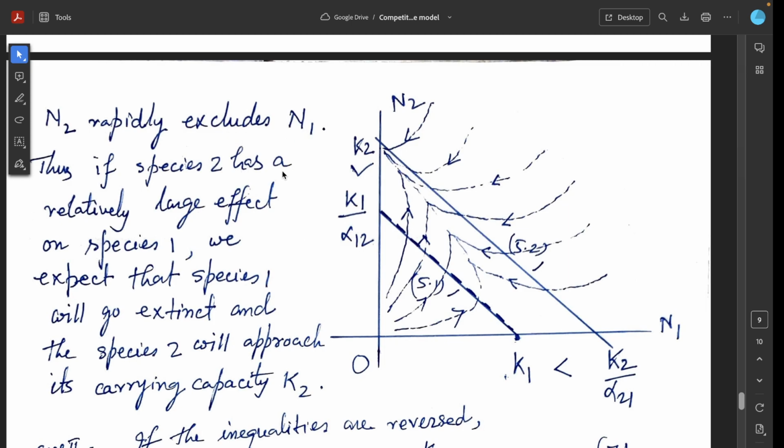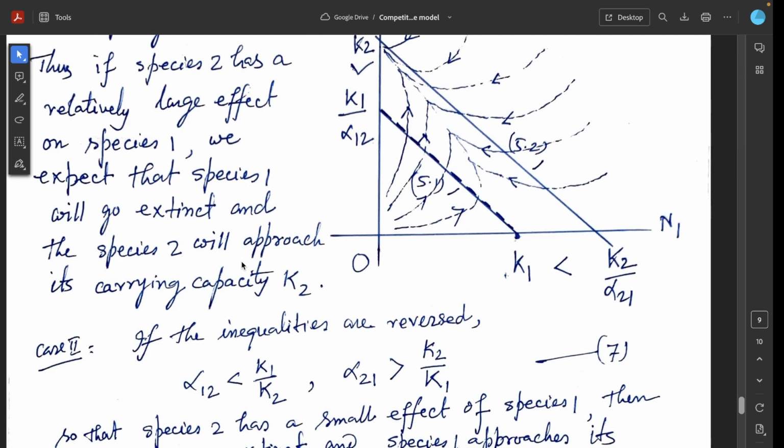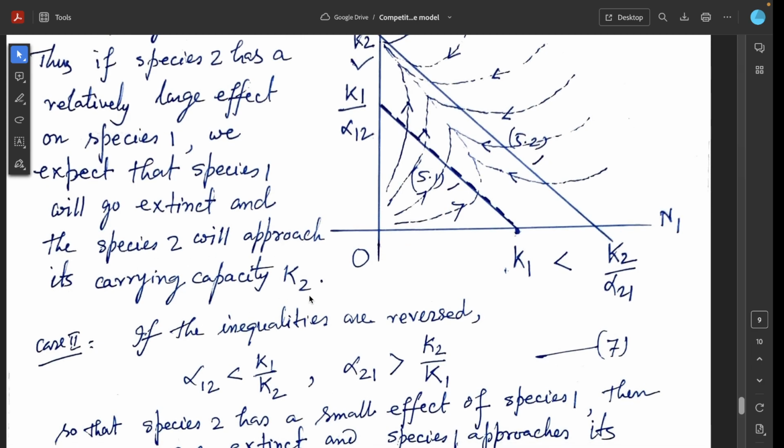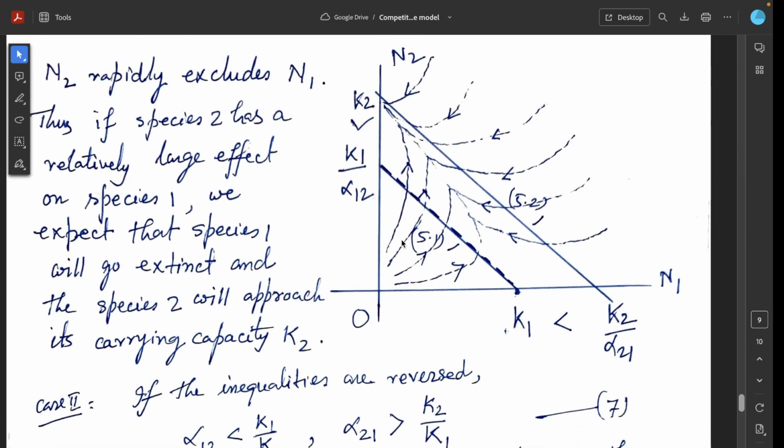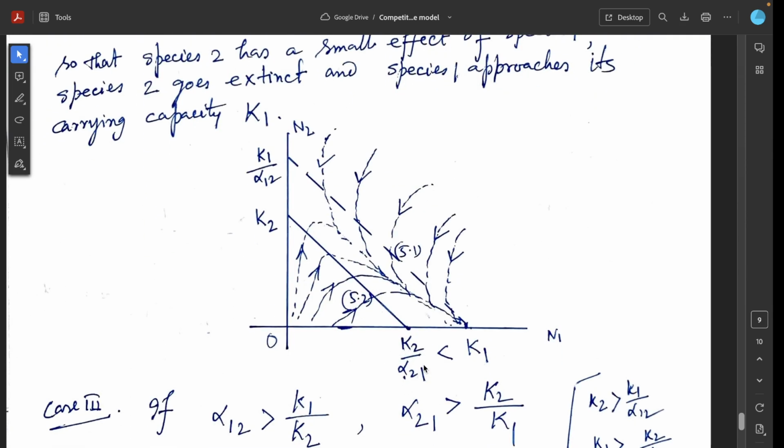Thus, if species 2 has a relatively large effect on species 1, we expect that species 1 will go extinct and species 2 will approach its carrying capacity K2. This second species, N2, goes to carrying capacity K2. And similarly in the other case, case 2, species 2 goes extinct and species 1 approaches its carrying capacity.